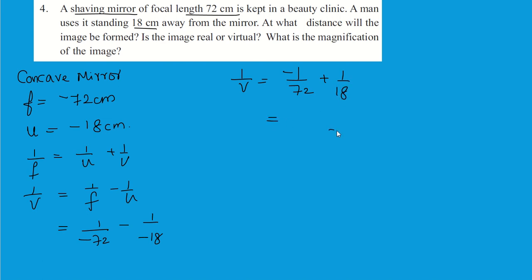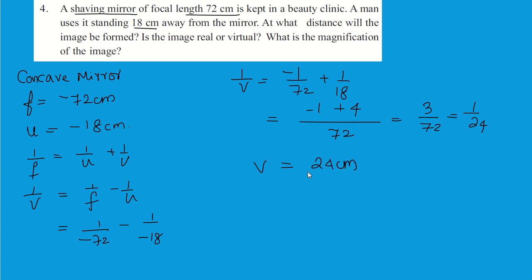We have LCM of 72 and 18. It is 72. So 72, and here we have minus 1. Here we have 4, right? 4 18s, you get 72. So finally we will get it as 3 divided by 72. 3 by 72, or again we can cancel it, 1 by 24. So v is equal to 24 centimeter.